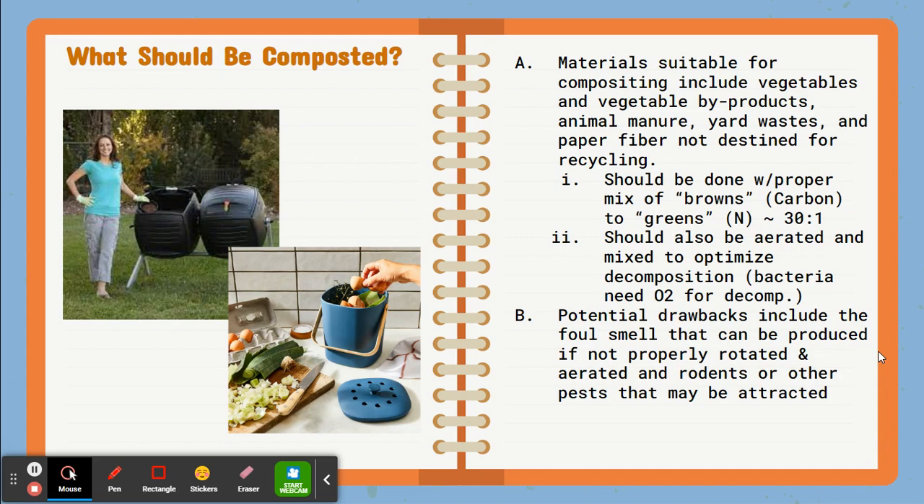Now, some of the potential drawbacks of composting, especially at home: if you don't keep an eye on it and you don't manage it very well, it can produce a very foul smell. And you do run the risk, especially if you keep it outside, of rodents getting into your compost bin, like raccoons, rats, and so on.